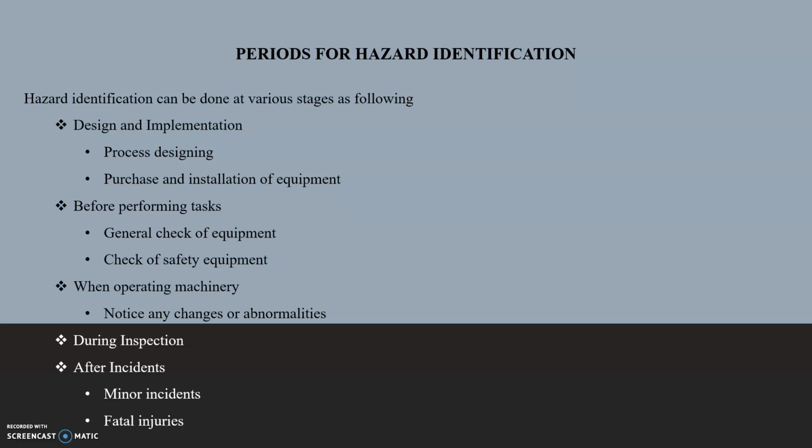In the next stage, hazards can be identified before performing a task with conducting general checks on machines and checking safety equipment. Further, hazards can be identified when operating the machines, if the operator or the technician notices any changes or abnormalities. Also, hazards could be identified on conducting proper inspections. Finally, hazards should be mandatorily identified after any incidents are repeated, regardless of the occurring injury being minor or major.